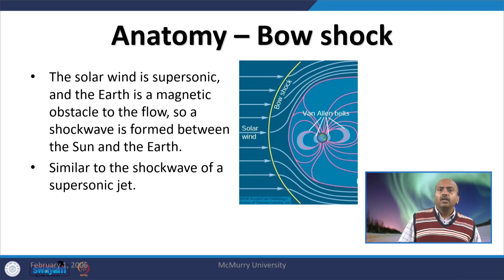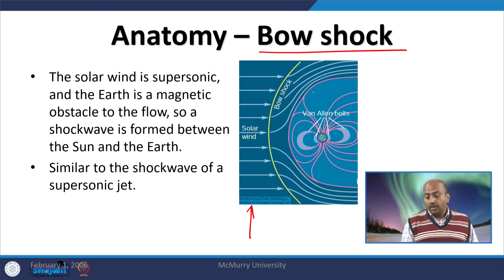To begin with, we first look at what is called the bow shock. So, what is the bow shock? If you just look at this figure, there are many things within it. Solar wind is directed from the sun towards the earth. Towards the right, you see the magnetosphere, and within it there are these two belts where the particles are trapped, which you call the radiation belts.